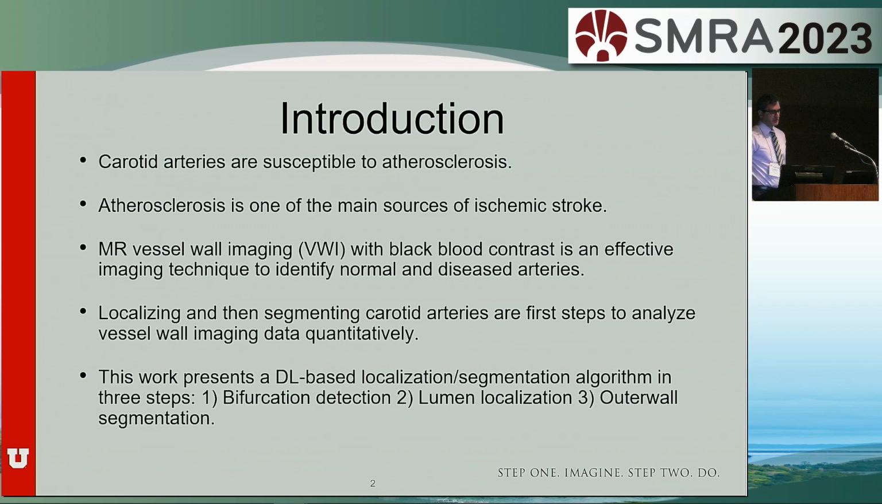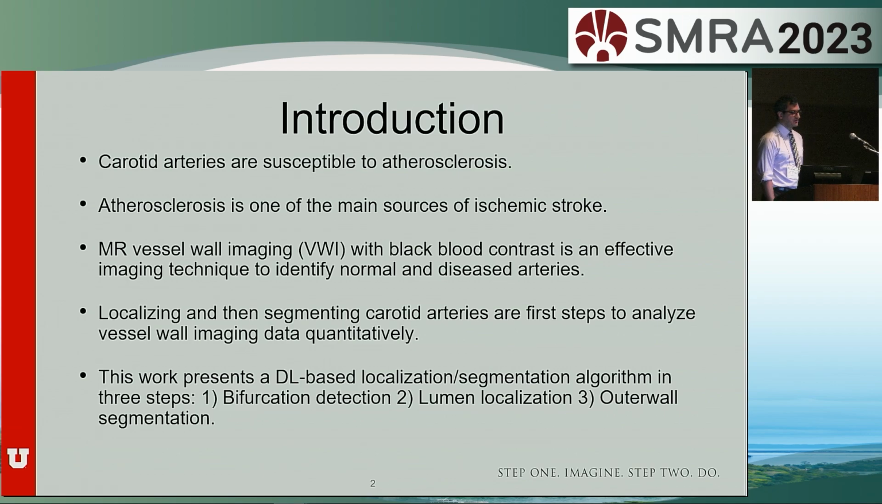As you know, carotid arteries are susceptible to atherosclerosis, and atherosclerosis is one of the major sources of ischemic stroke. So the clinical importance of vessel wall imaging for carotid arteries is very obvious. Actually, MR vessel wall imaging with black blood contrast is an effective imaging tool to image normal and diseased arteries to identify the stages of atherosclerosis, the status of that disease.